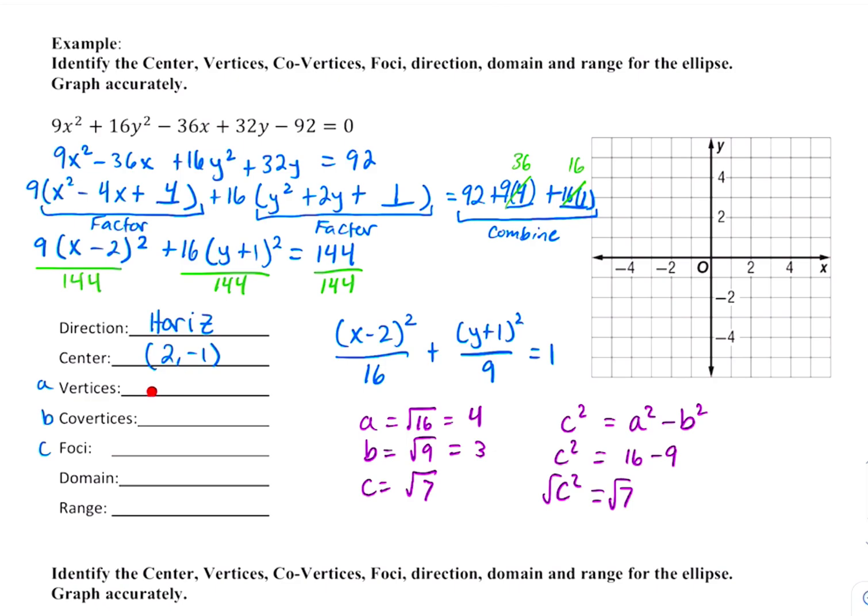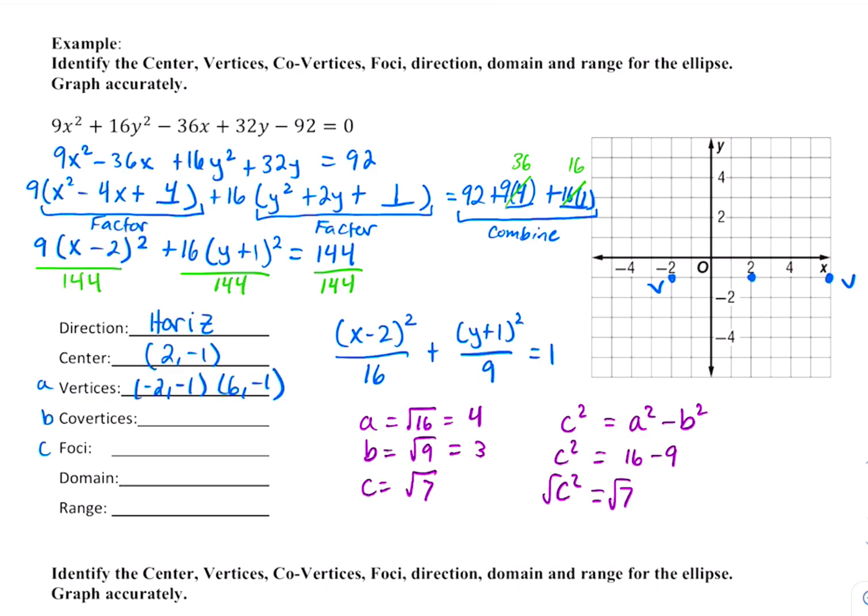So since it's horizontal, that means that my vertices have to be to the left and right of the center. So I'm going to start by graphing my center point. So 2, -1. And then I'm going to count left and right 4 to put my point. Okay, and if it helps, you can label these. So this is a vertex and this is a vertex. So if I have the graph, then I can just identify these points. So one of the vertices is going to be at -2, -1, and the other will be at 6, -1.